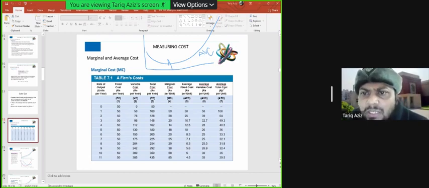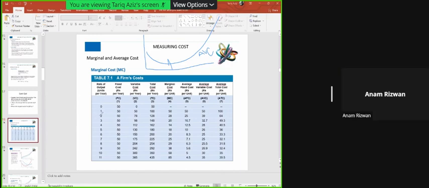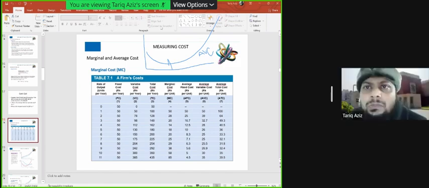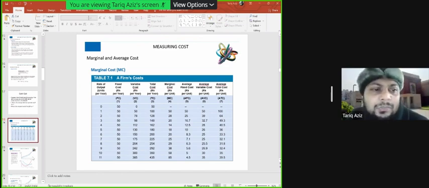And the last column is average total cost. So average total cost is the sum of fixed cost and variable cost, that is total cost, divided by the quantity of output. So let us look at the graphs, how they look in the form of graph.